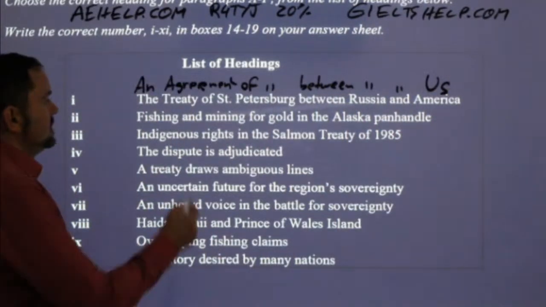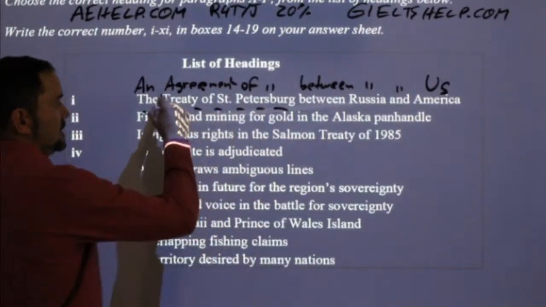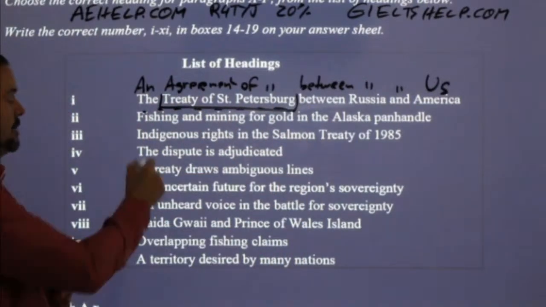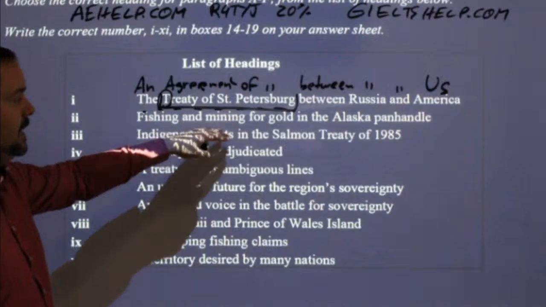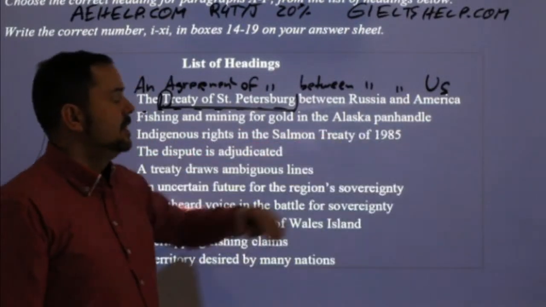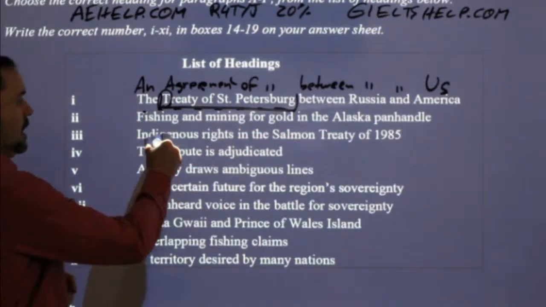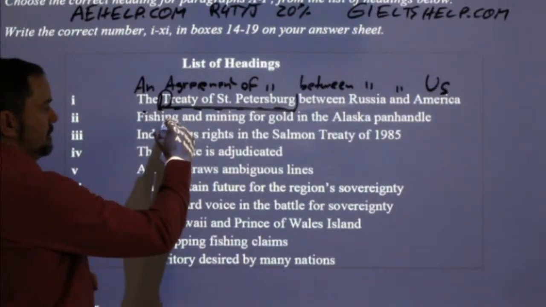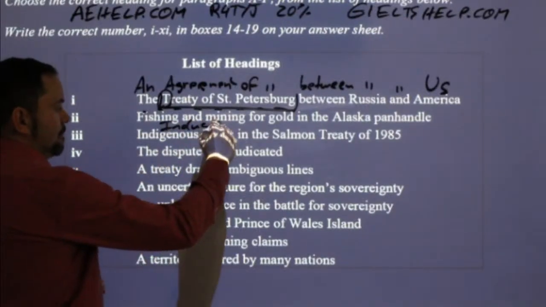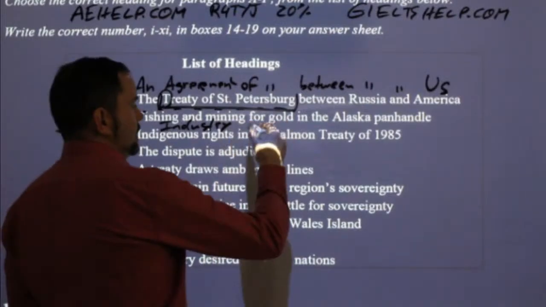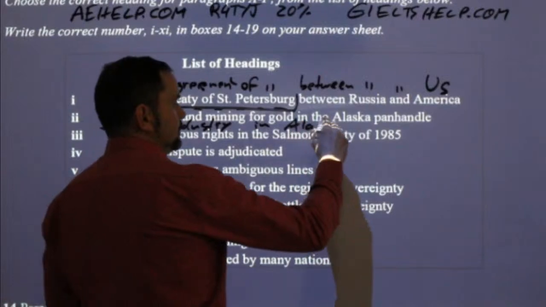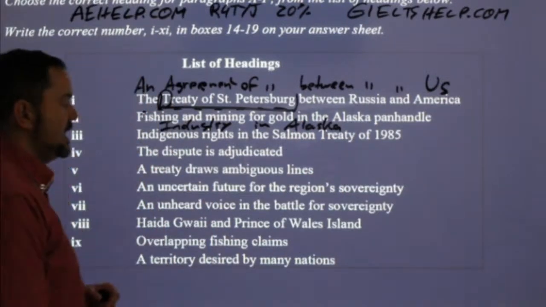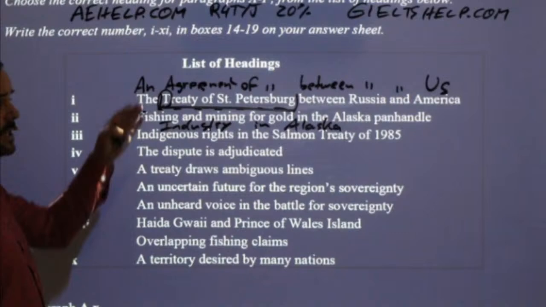Now I can see that this is the Treaty of St. Petersburg. So this is a name. So this is likely going to stay the same. I know it's a name because of the capital T. Okay, but I'm still doing a bit of paraphrasing here. Okay. Fishing and mining for gold in the Alaska Panhandle. Okay. Here, I'm just going to paraphrase fishing and mining as industry in Alaska. I'm not sure what panhandle is yet, but I'll definitely figure that out. And I keep going this way.